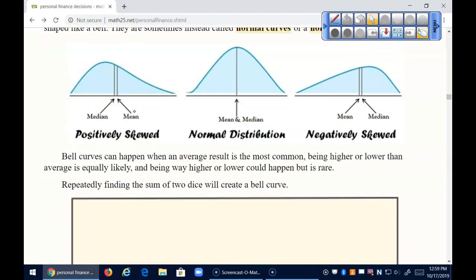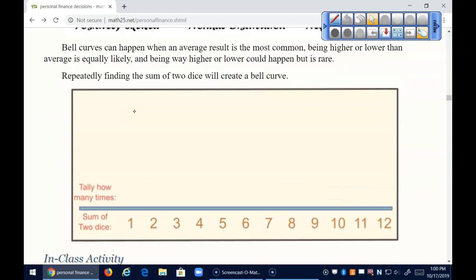So bell curves, especially the nice balanced ones, the normal distributions, happen when being higher or lower than average is equally likely. And it's rarer to be very high or very low. So if we find the sum of 2 dice, this will make a bell curve.